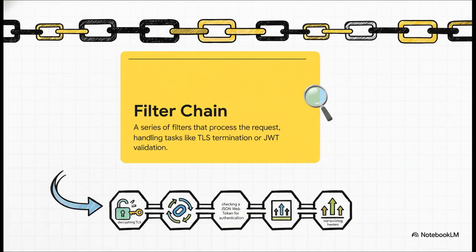Okay, once the listener accepts that connection, it passes it off to a filter chain. And this is where the magic really starts to happen. It's a pipeline of actions. You can have a filter that handles TLS decryption, and then the next one in the chain checks a JWT for authentication, and maybe another one adds a header. You get to build this custom processing pipeline for your traffic.